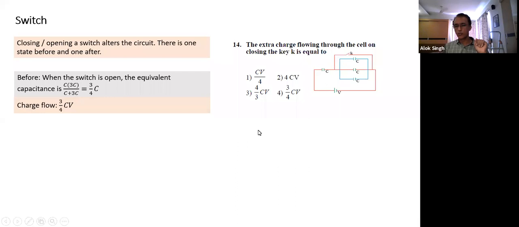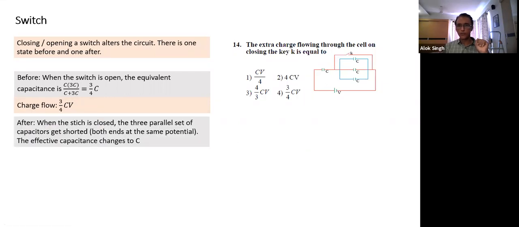What happens when I close the switch? After we close the switch, two ends become at the same potential. This point and this point have the same potential. If the potentials are the same, all three capacitors will not get any charge. They can be taken out of the circuit. So the three parallel capacitors get shorted. The term we use when two ends are at equal potential is that they are shorted. Both ends have the same potential, so these three can be neglected.